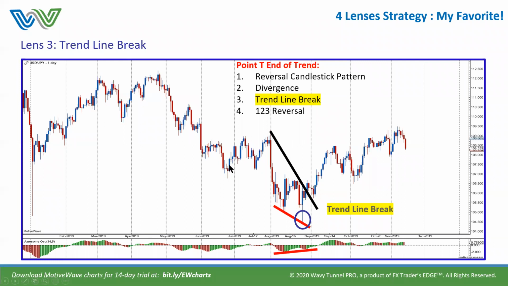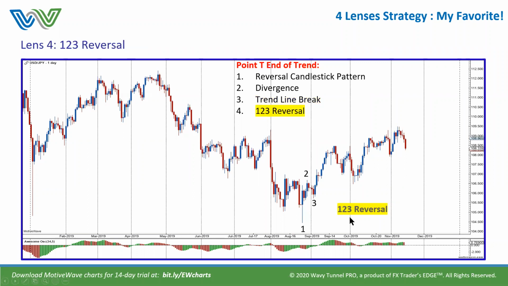A downtrend is lower lows and lower highs. So as soon as we start to have higher highs and higher lows, that's the definition of a new trend in the opposite direction, in this case an uptrend. But we really only know that from the 1, 2, 3 reversal.